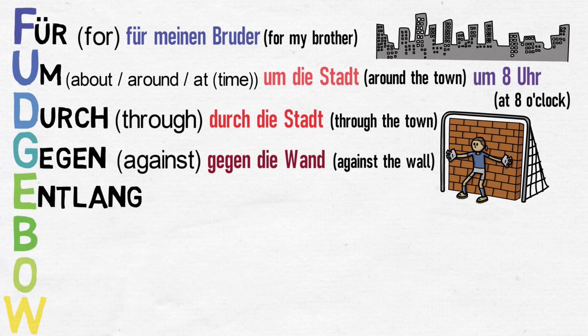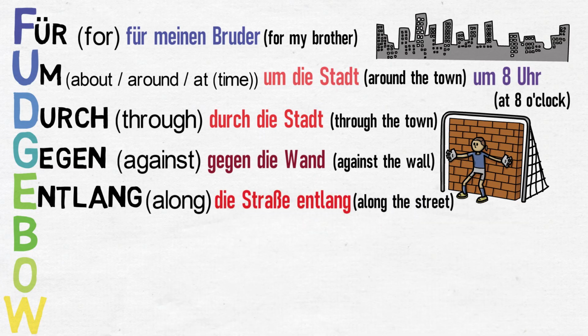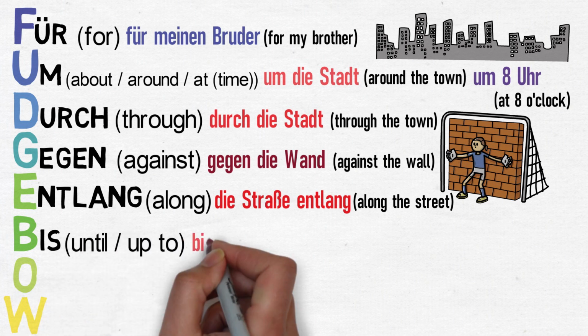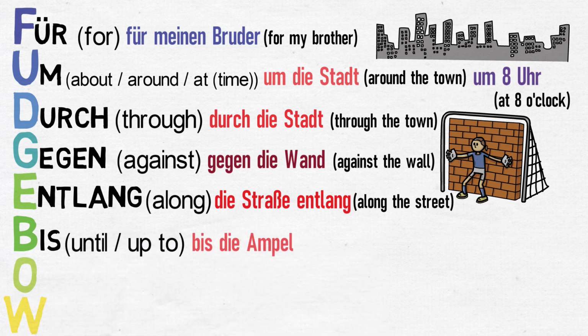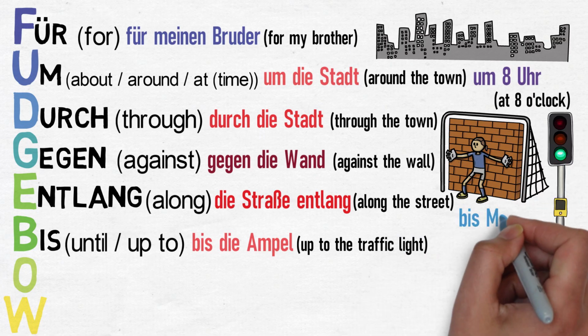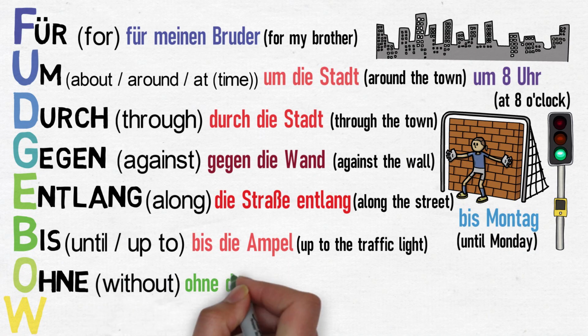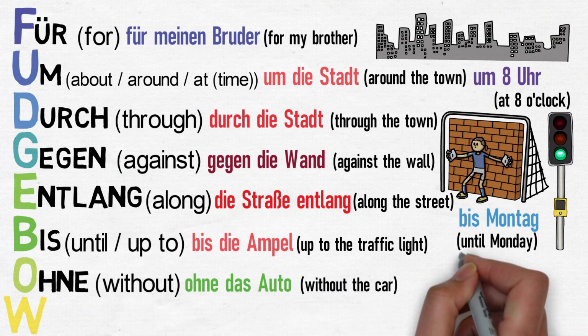Entlang, meaning along. This is called a postposition, so it comes after the noun. For example, die Straße entlang, along the street. Bis, meaning until or up to. For example, bis die Ampel, up to the traffic light. Bis Montag, until Monday. Ohne, meaning without. For example, ohne das Auto, without the car.